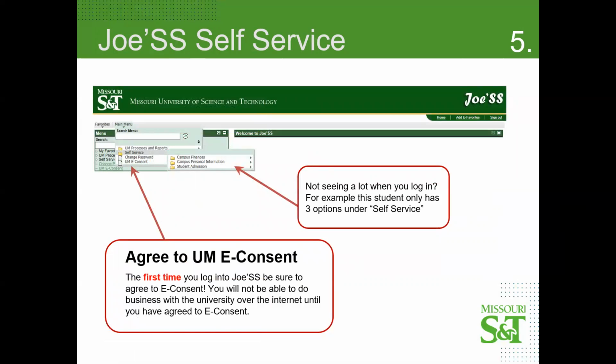So once you're in JOES, if you're new, this might be all you can see. So you need to agree to the UME consent. You'll not be able to do business with the university over the internet until you have agreed to this.